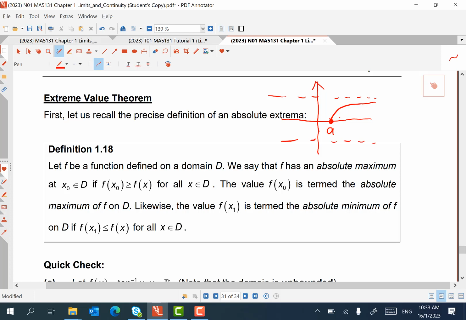If your interval is not bounded, then you might not have any absolute maximum. So in the case of EVT, the boundedness is really needed, because geometrically, you're going to run into a problem if your interval is not bounded. Okay.